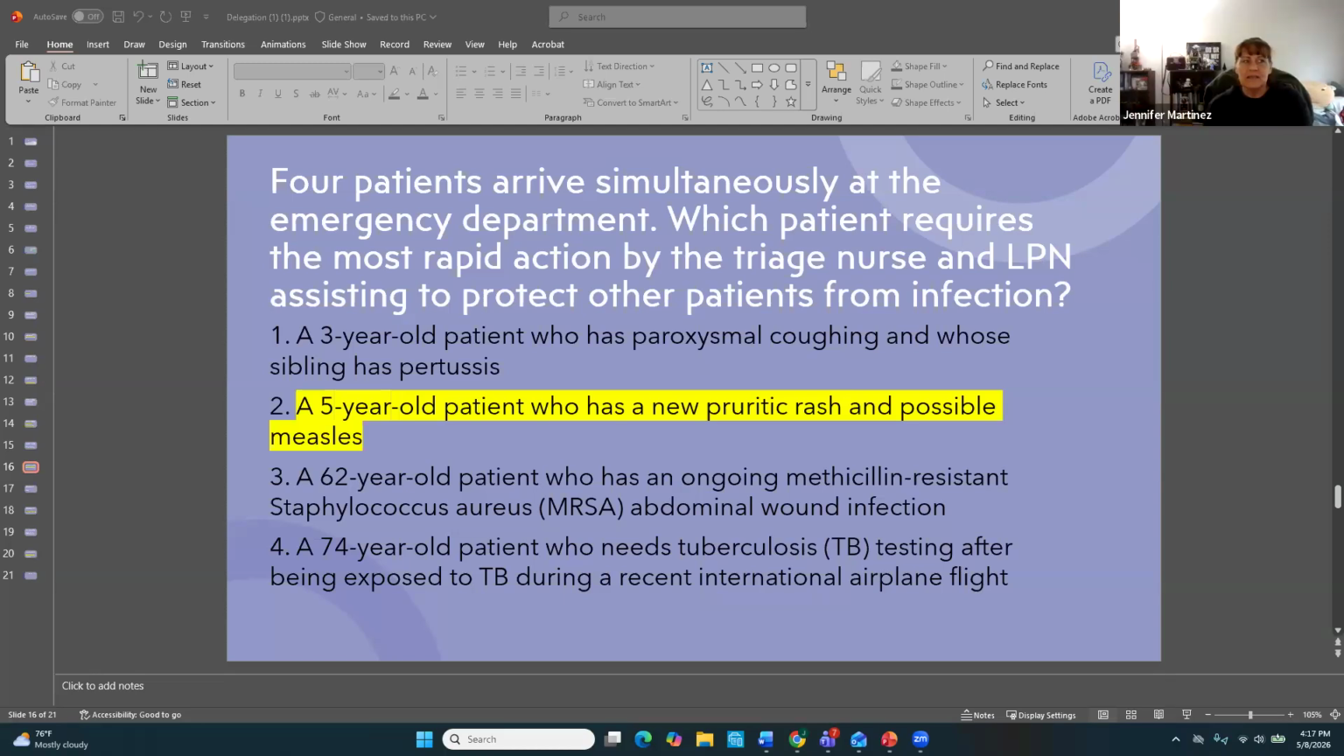And then how is it spread? How is measles spread? Airborne. It is airborne. Absolutely. Last thing we want is a measles outbreak, right?